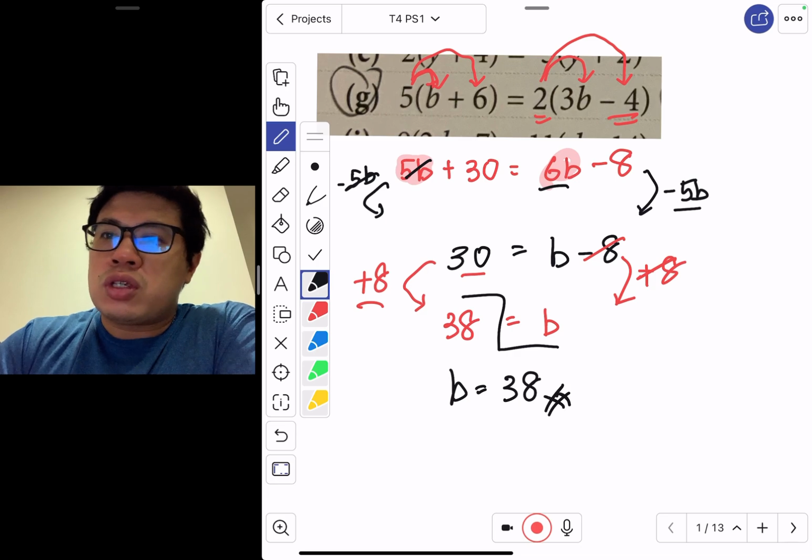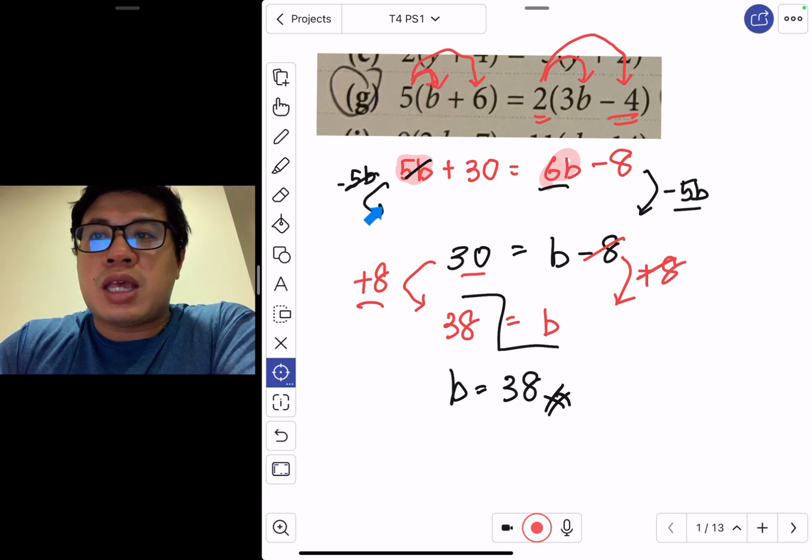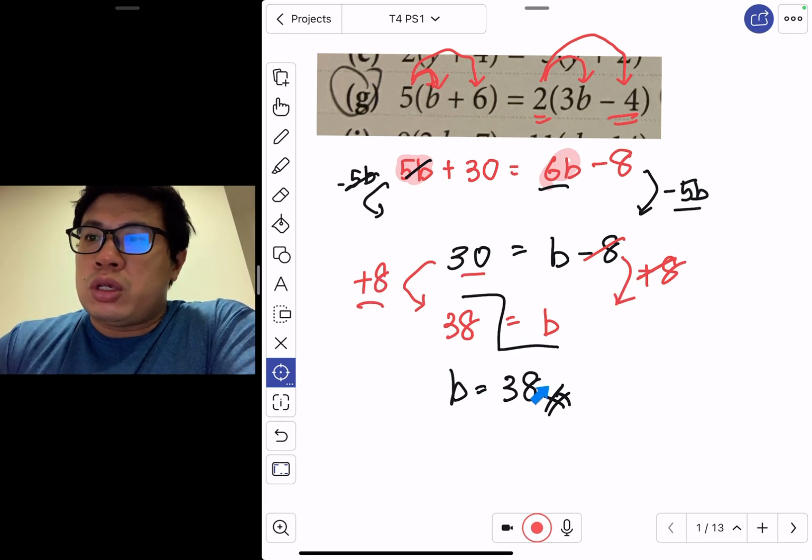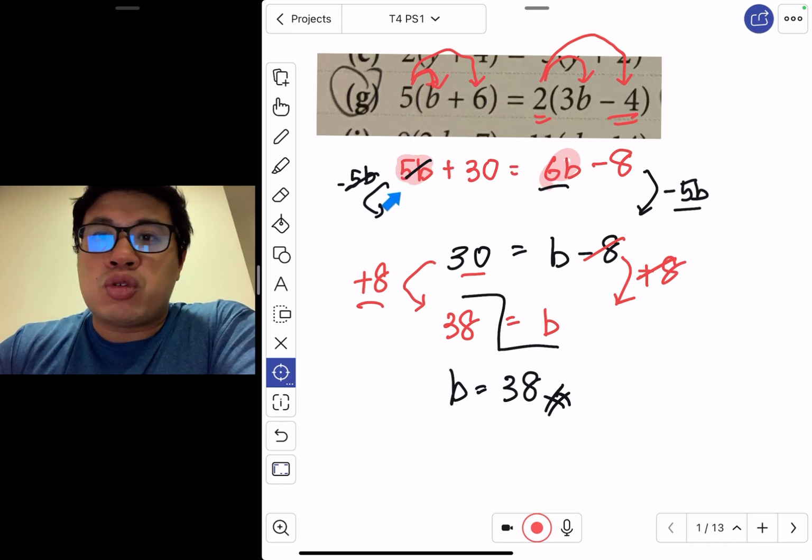Of course, you don't have to write out whatever I say here. You don't have to write minus 5b, or draw the arrow of plus 8 on both sides whatsoever. You can just go straight from the question, expand the brackets, pack all your b's to one side, pack all the constants to the other side, and immediately solve for the answer.